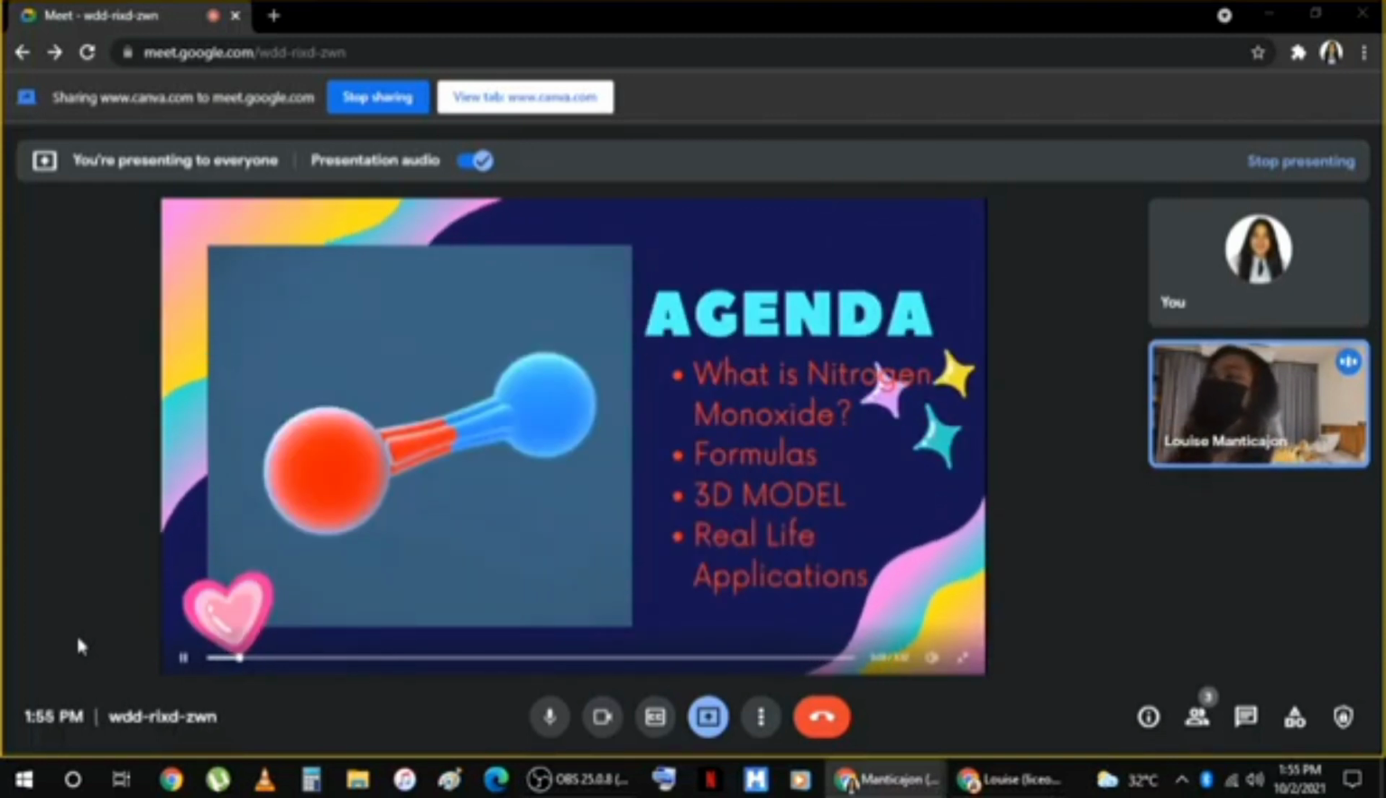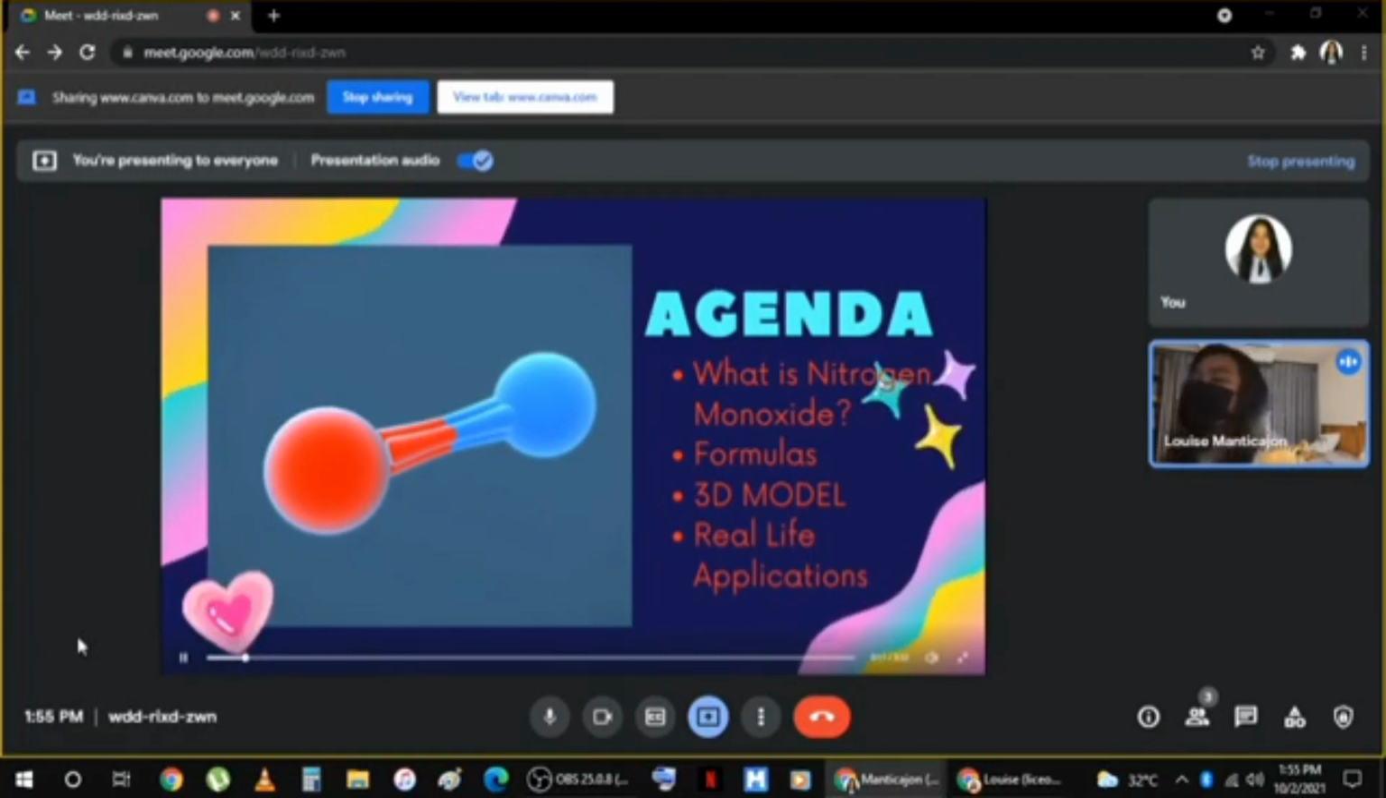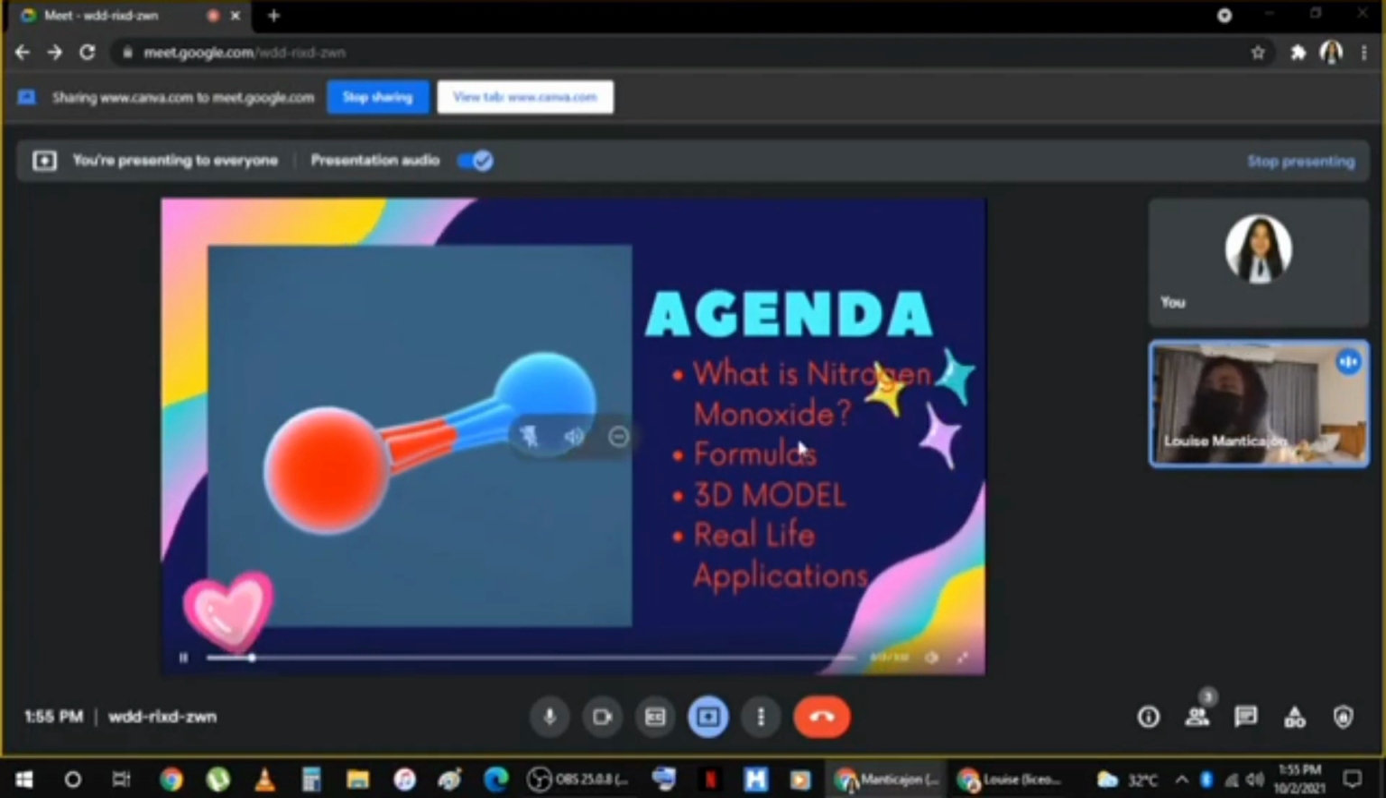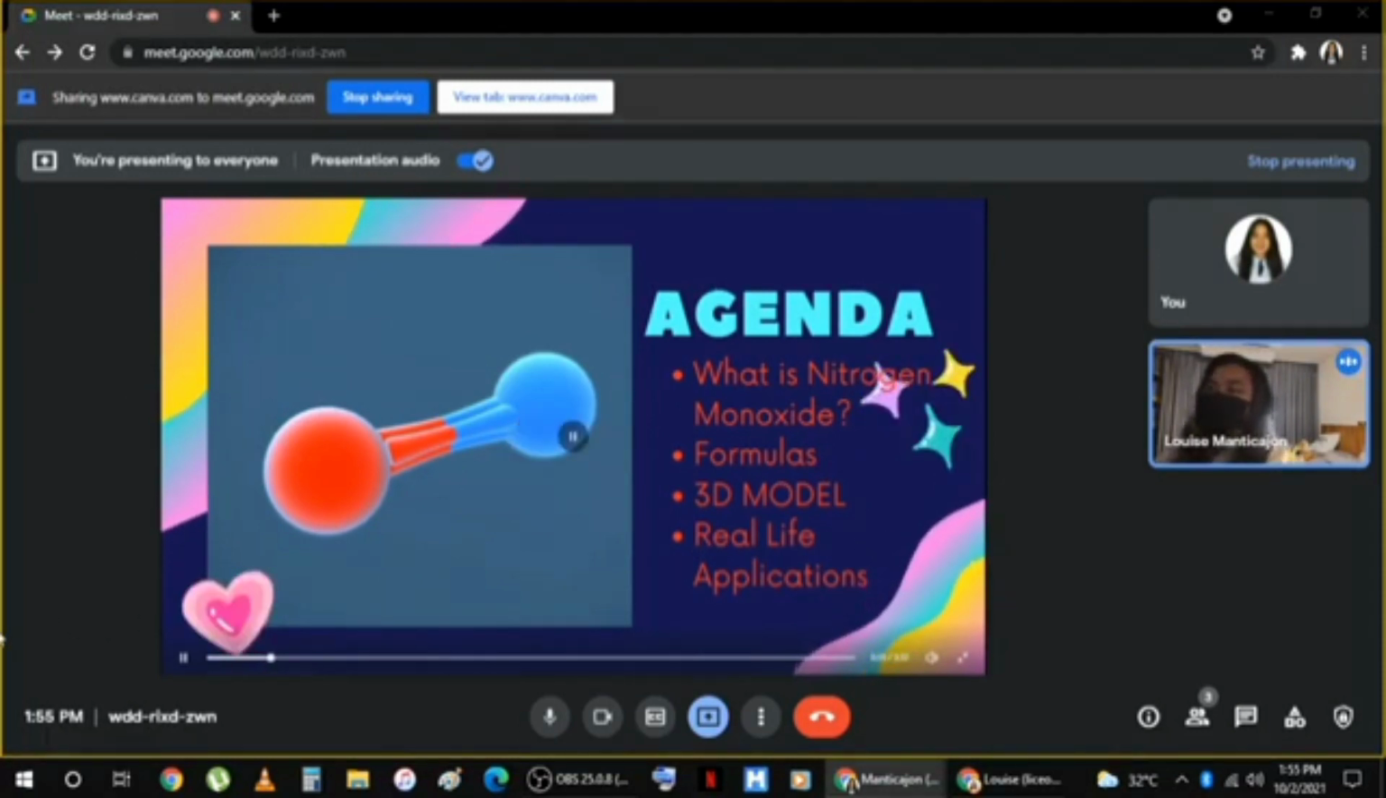So for today's agenda, we will learn what nitrogen monoxide is, what its formula is, what it looks like in a 3D model, and its real-life applications.